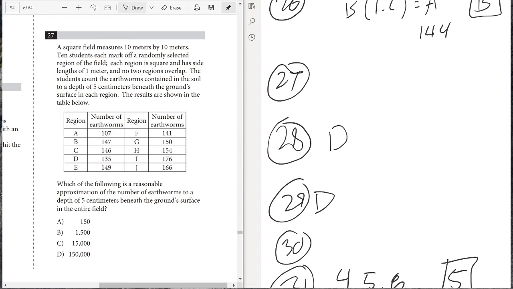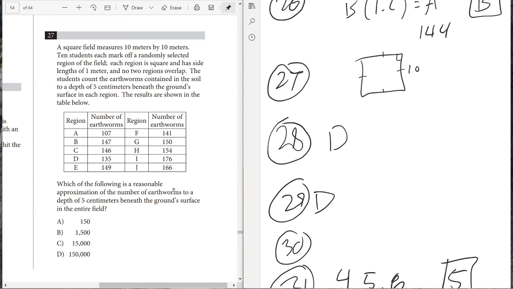It's really long. Square field. Square. 10 by 10. Okay. 10 students each mark off a randomly selected region of the field. Each region is square and has side lengths of 1 meter, and no two regions overlap. Students count the earthworms contained in the soil to a depth of 5 centimeters beneath the ground surface in each region. The results are shown in the table below. Number of earthworms, region, number of earthworms, region. Okay.